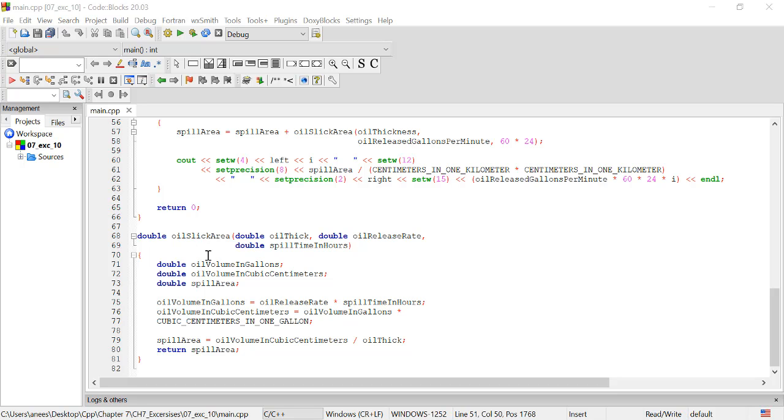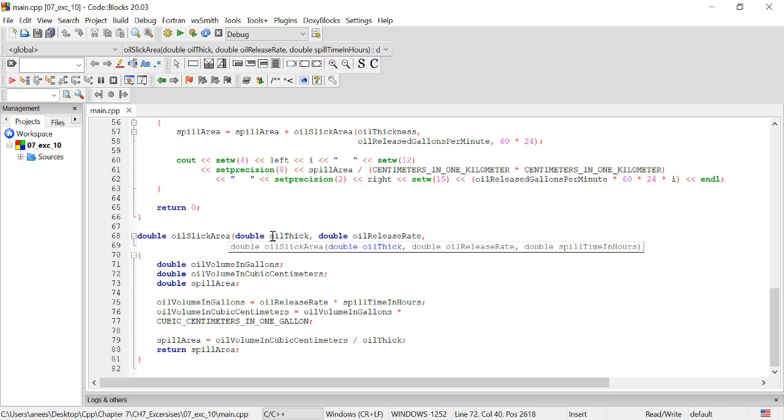function once again. Now right here we have to enter the thickness of the oil, the release rate of the oil, and the spill time in hours. Using those three variables, we can calculate the area of the oil slick. So after we take in those three variables, we make three more variables. One of which is the oil volume in gallons, the oil volume in cubic centimeters, and the spill area.